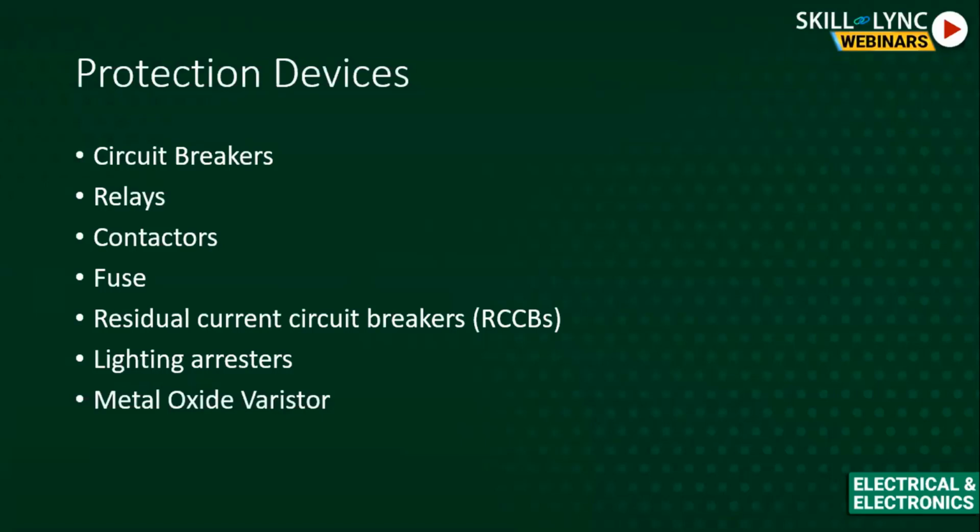It is in the range of milliamperes, but humans are not able to withstand those currents as well. So there are devices which can detect such micro or milliampere currents and can also be used for protecting personnel. Then lightning arresters and metal oxide varistors are also used to suppress the voltage surges that appear across certain devices.